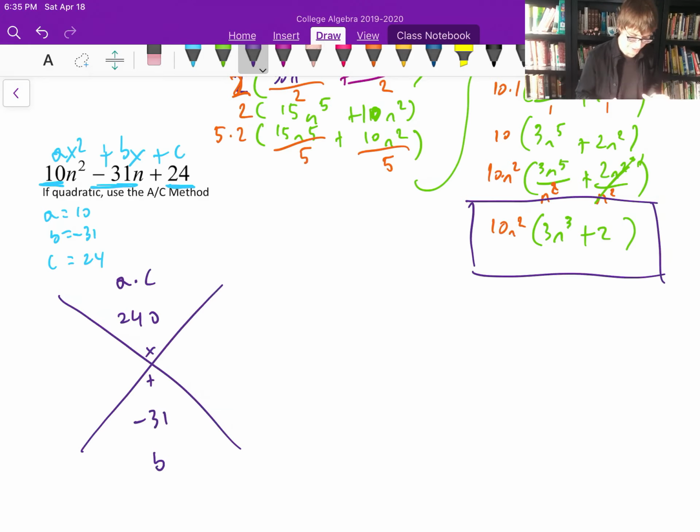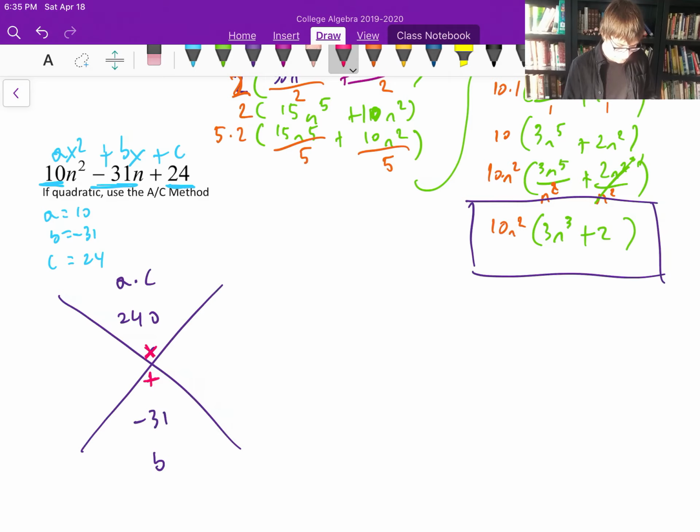So here's our assignment now. Our assignment is now to find two numbers that multiply to be 240, but add to be negative 31. That's our next step.